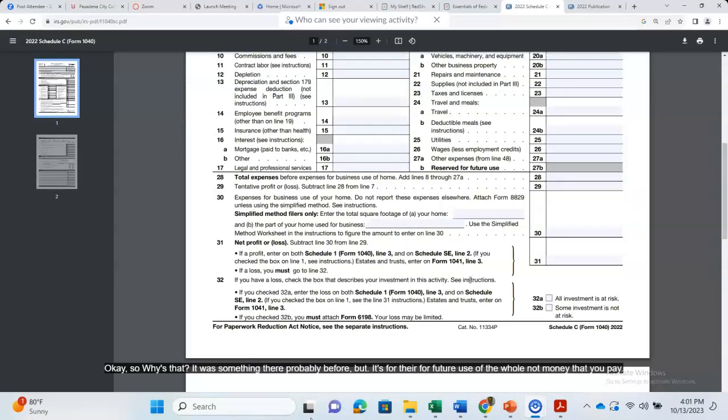Okay, but what is "reserved for future use"? The 27B part, the reserved for future use? Yeah, the IRS kept that line. It was probably something there before. It's reserved for future use of the form, not money that you paid. It's for the IRS to use in the future, yes.